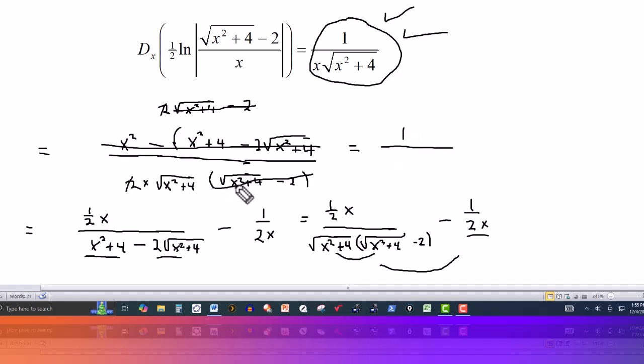In the denominator, this factor canceled out with the 1 in the numerator. The 2 canceled out. What do we have left? We have left x times the square root of x squared plus 4. And that's what we have over here on the right side of the derivative.